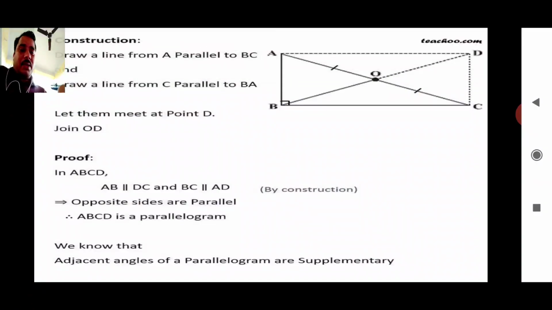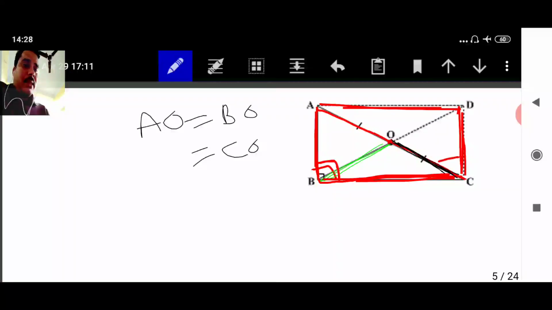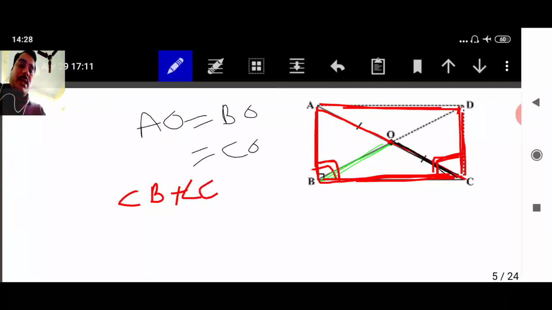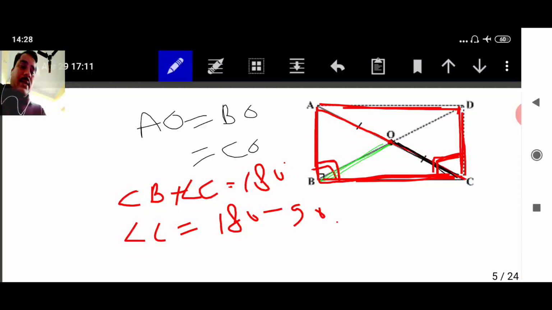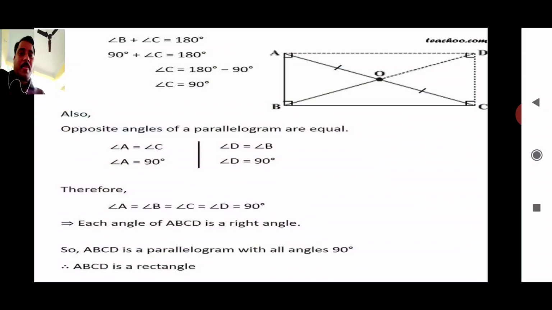Opposite sides are parallel, so ABCD is a parallelogram, and we know that adjacent angles of a parallelogram are supplementary, which means this angle B and this angle C will be supplementary, so the sum of these angles is 180. Angle B plus angle C is 180 degrees. Angle B equals 90, so angle C equals 180 minus 90, which gives 90 degrees. Angle C equals 90 degrees.